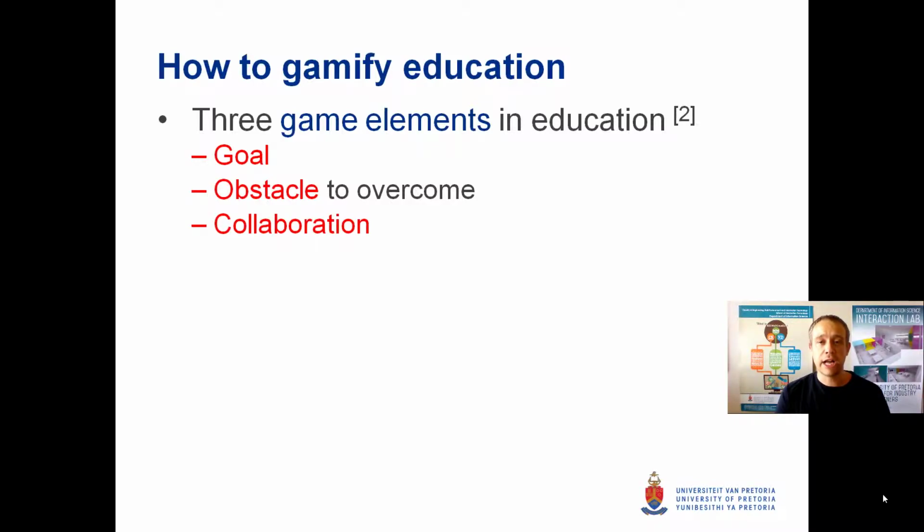And the third one is collaboration. The lecturer and the people facilitating the course should not be the enemy. They should not be the obstacle, as said before, but they should be the ones that the students collaborate with in overcoming the obstacles, understanding the course content, and achieving their goals, which is understanding the course content.